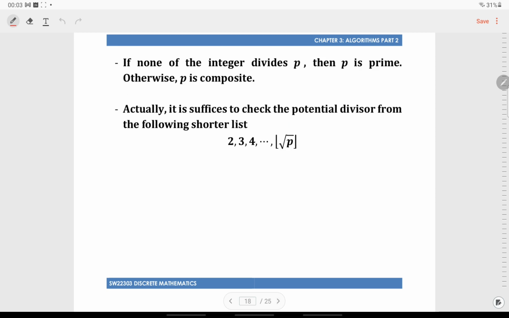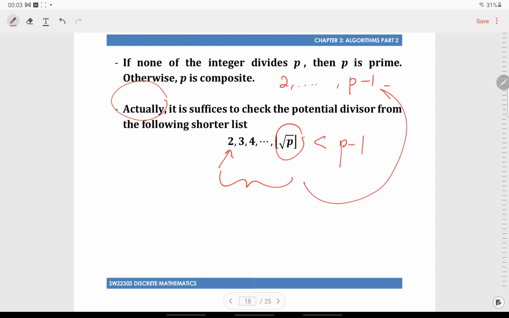But mathematically, instead of dividing p by numbers from 2 up to p minus 1, we can shorten the steps by dividing p by numbers from 2 up to the floor of the square root of p, which is much smaller than p minus 1. So the floor of the square root of p is smaller than p minus 1, and this list is shorter than the previous list. But again, if p is a large number, these steps could also be cumbersome. Totally inefficient.